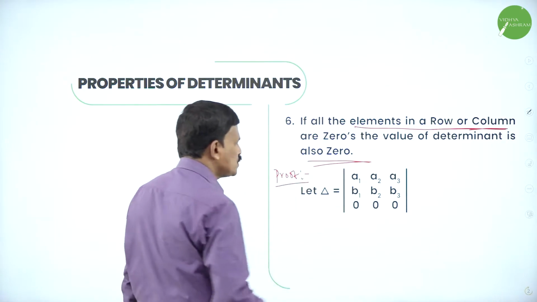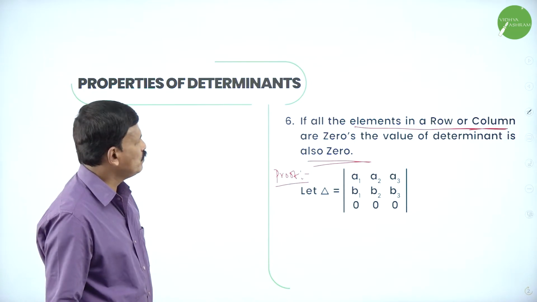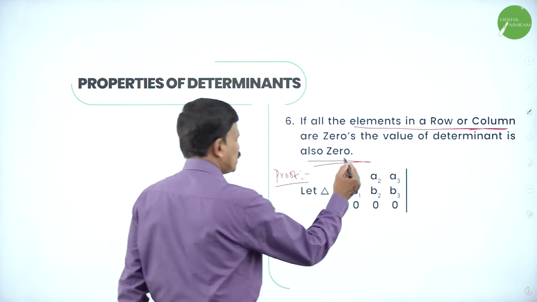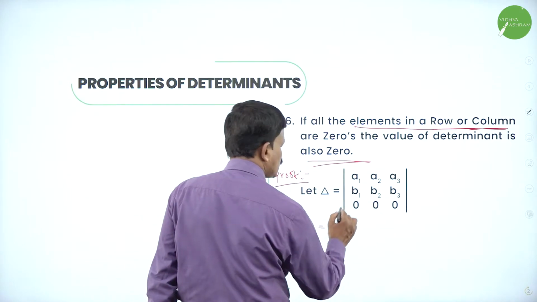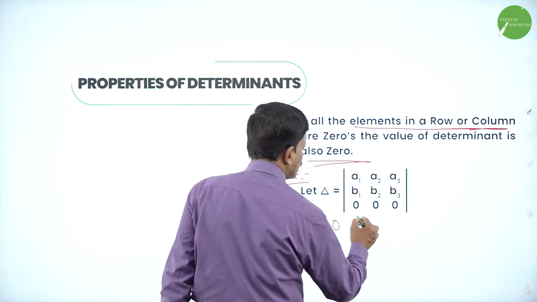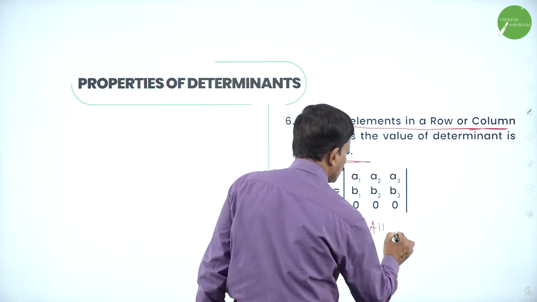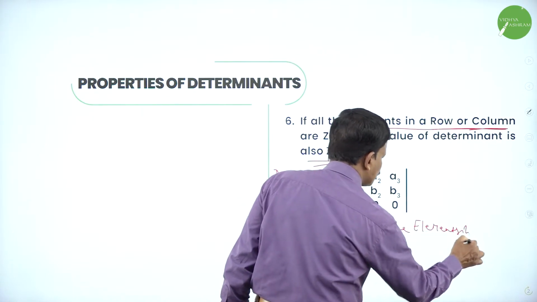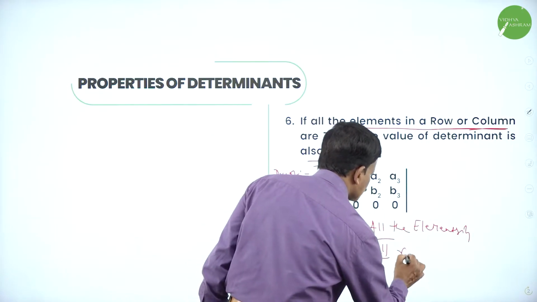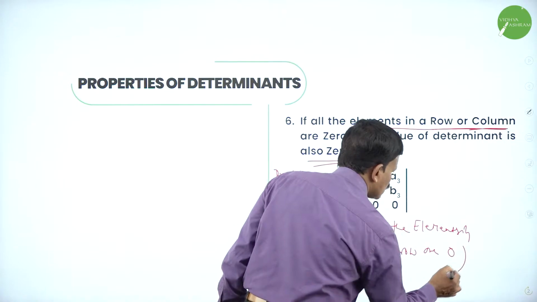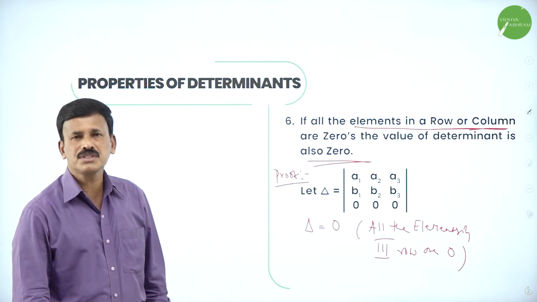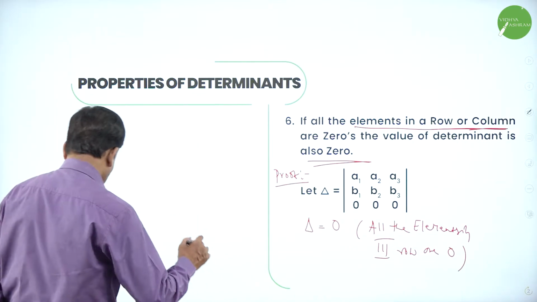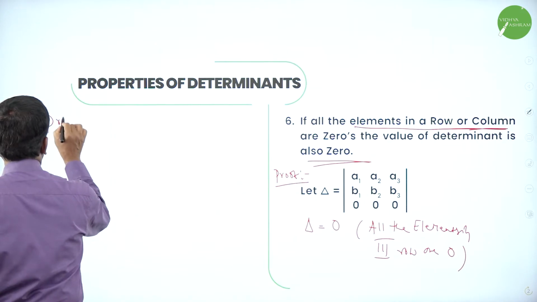Let delta be equal to A1, A2, A3, B1, B2, B3, and third row 0, 0, 0. According to the statement, the value of this determinant is equal to 0 because all the elements in the third row are zeros. According to the definition, the value of this determinant is equal to 0. Let us take a proof.